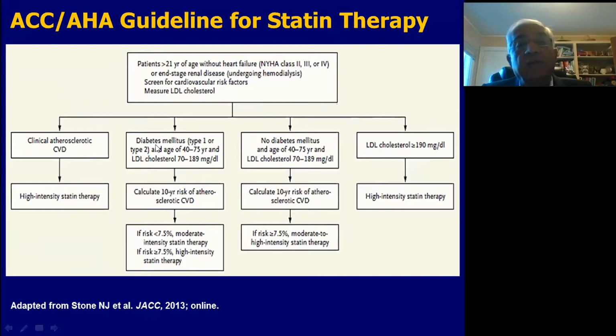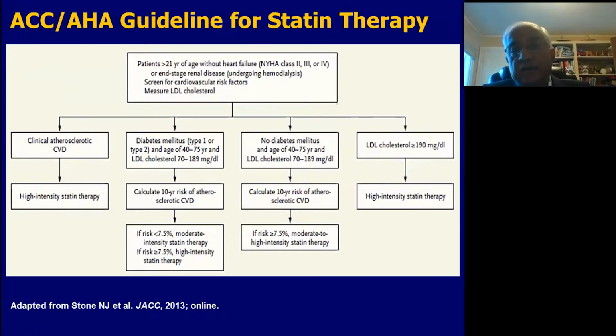On the other hand, we have patients with diabetes who have the highest risk in primary prevention, even when the cholesterol is not very high. So these people, age range 40 to 75, again, LDL cholesterol 70 to 189, calculate their risk. And even if the risk is less than 7.5%, regardless of the risk, in other words, give them at least moderately intensive statin therapy. But if their risk is more than 7.5%, treat them like you're treating people with LDL cholesterol above 190. In other words, give them more intensive statin therapy as much as possible.